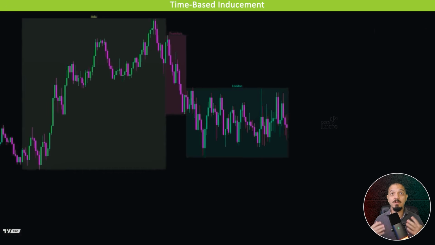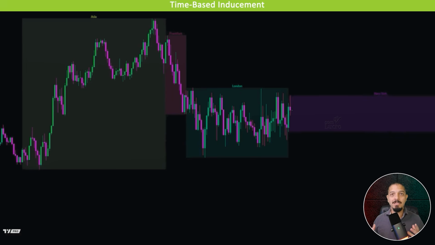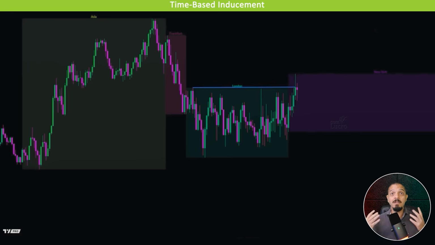Let's look at an example here on the euro-dollar chart. Price was moving sideways during the London session. As the New York session approaches its open, watch closely what happens next. Right at the session open, price makes a fake push to the upside, sweeping the liquidity that was built above the London session high. Retail traders jump in with aggressive buy positions because price breaks above a double top.